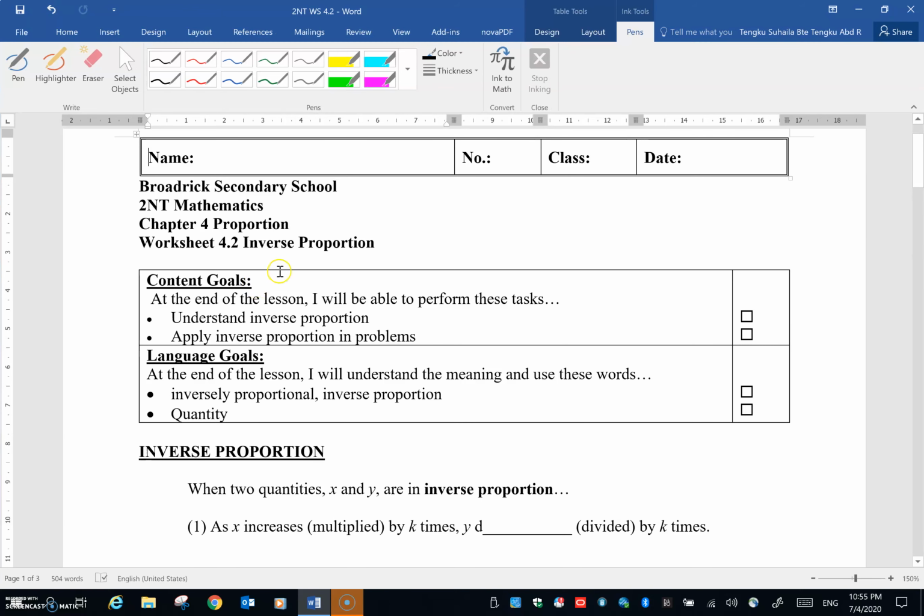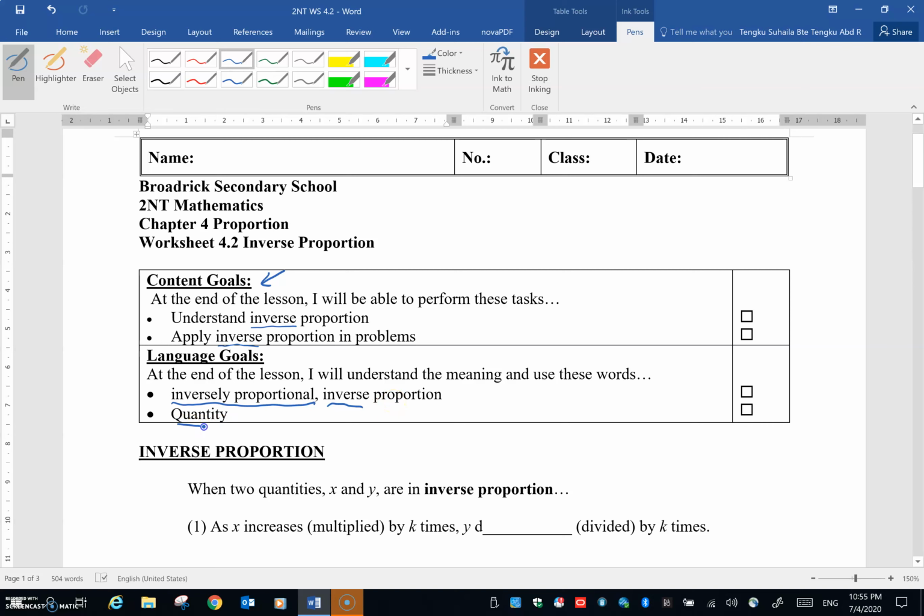So what are we going to learn? Let's look at the content goals over here, everybody. We are going to be able to perform these tasks. We want to understand what inverse proportion is compared to direct proportion, and apply inverse proportion in solving problems. What do we need to understand at the end of this lesson? What does it mean when two quantities are inversely proportional to each other? So what is inverse proportion actually?